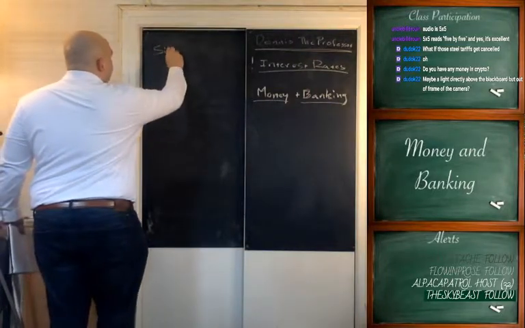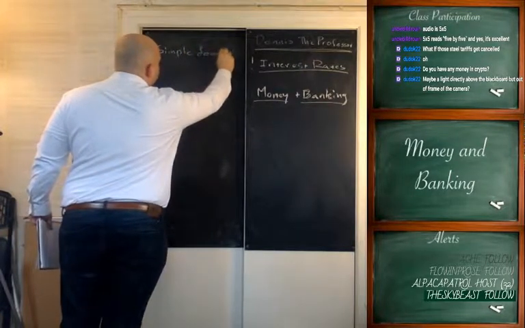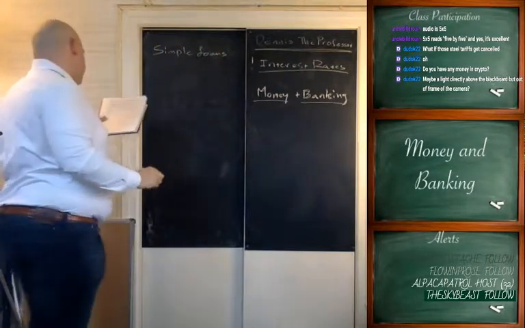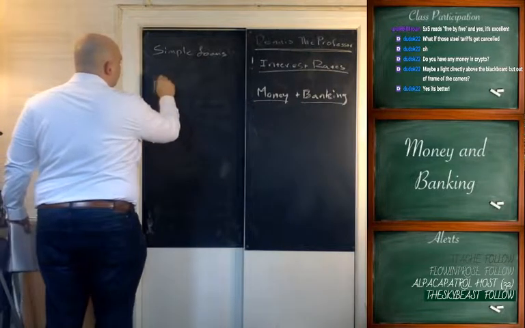So we have a couple of things to consider. We have simple loans. We have fixed payment loans, and we're going to abbreviate that as FP.